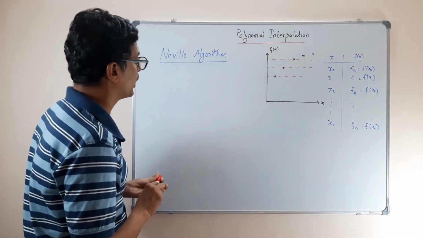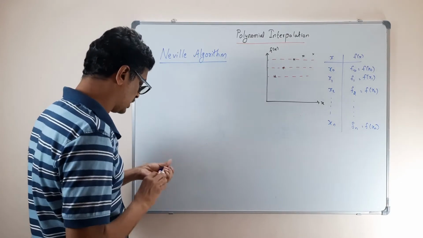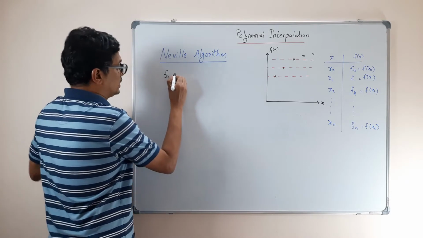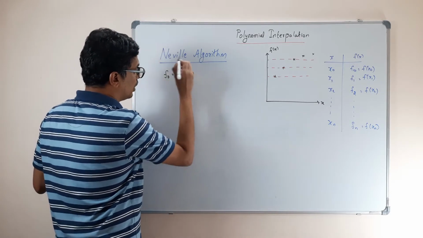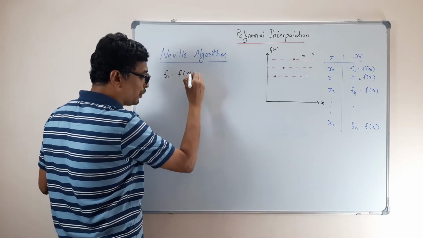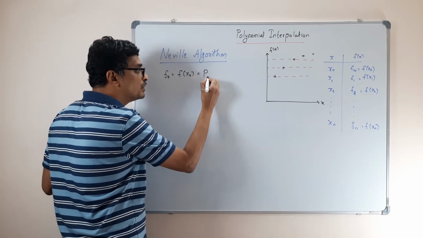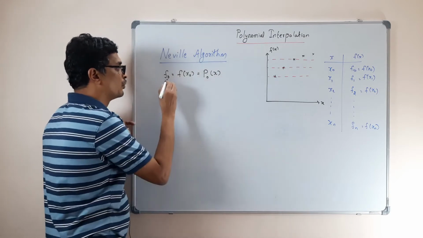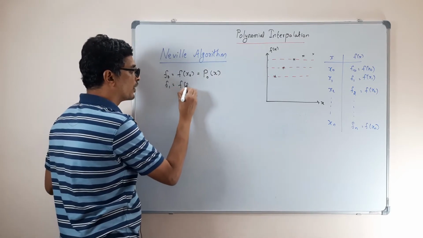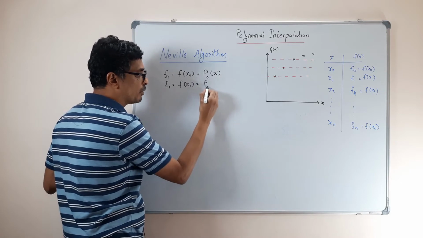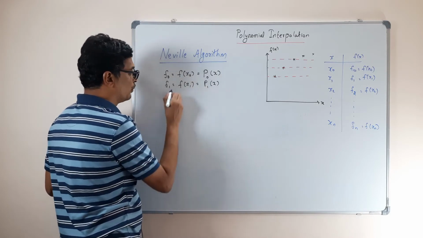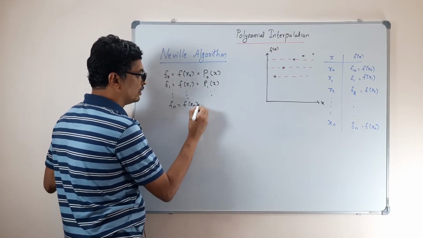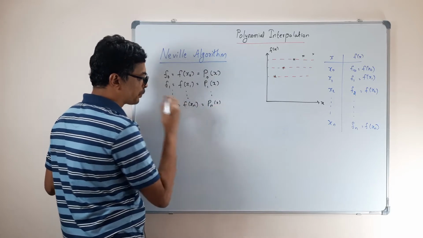So let us do that. We have this f0, which is nothing but f of x0. I am going to write this as a 0th degree polynomial passing through the point x0, p0 of x. Similarly, f1 will be f of x1, again a 0th degree polynomial passing through the point x1, p1 of x. I can keep doing this, and I get f of n equal to f of xn equal to pn of x.